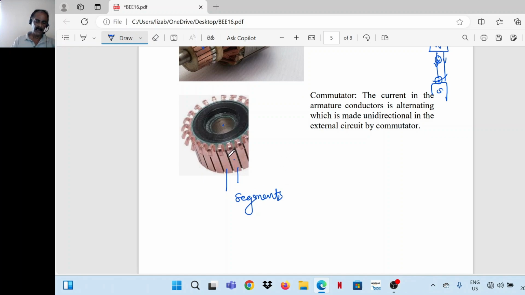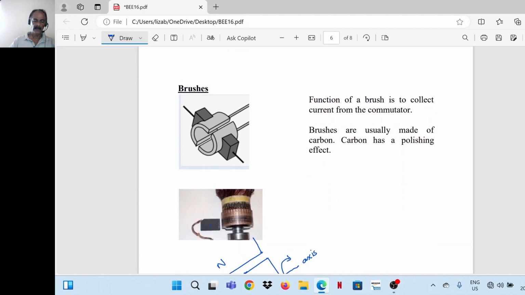Between two adjacent segments, there is a layer of insulation, so that the adjacent segments are not in electrical contact. So the commutator is made up of segments, and the adjacent segments should not be in electrical contact. For that, an insulation is kept in between. In this figure, there are only two segments which are electrically separate. Insulation is there between. One segment is touching one brush, the other segment is touching the other brush.